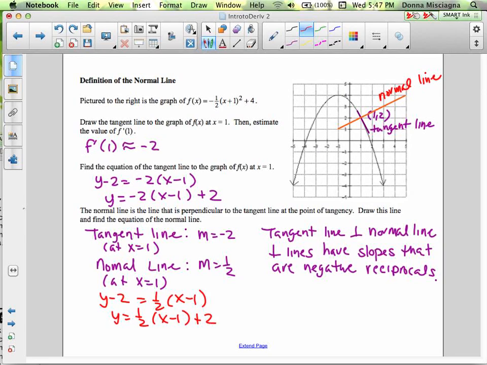And that's all there is to it. And that's all there is to my video. Right? So I hope you enjoyed finding the characteristics of the derivative based on the graph and finding the equation of the tangent line and the normal line given a graph. Thanks for watching.